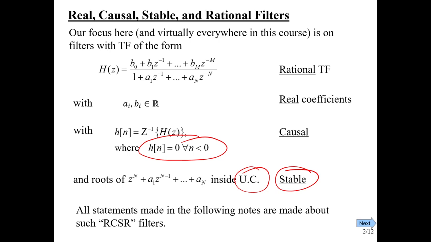So we'll call these RCSR filters for short. I'm not sure I ever used that abbreviation later, but that's what Oppenheim calls them. Every statement in this set of notes and virtually every other set of notes in this course will be made for this type of filter without stating that. If there's any scenario where we're not considering RCSR filters, we'll make that clear in the statements in later notes. Everything in this note set is for these.